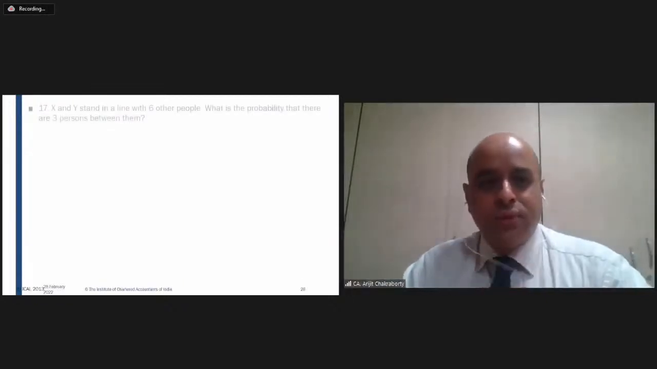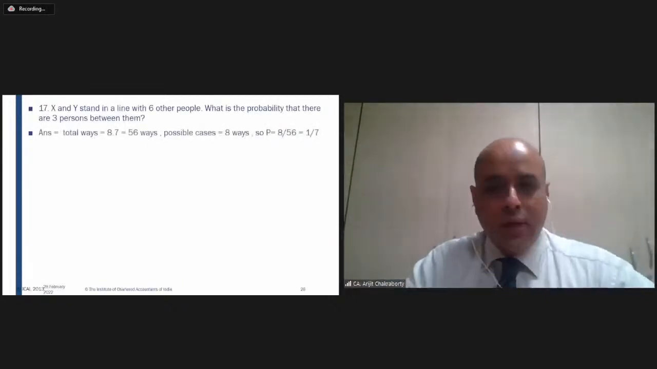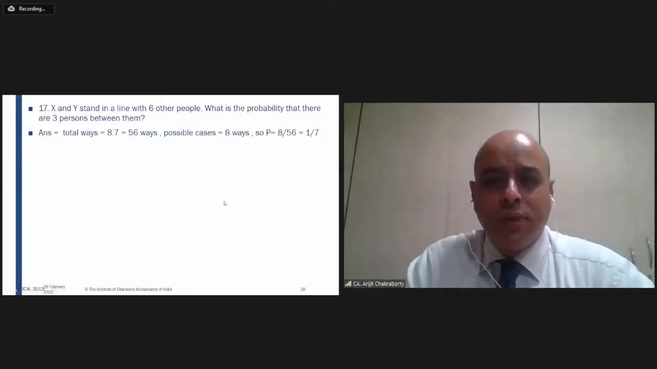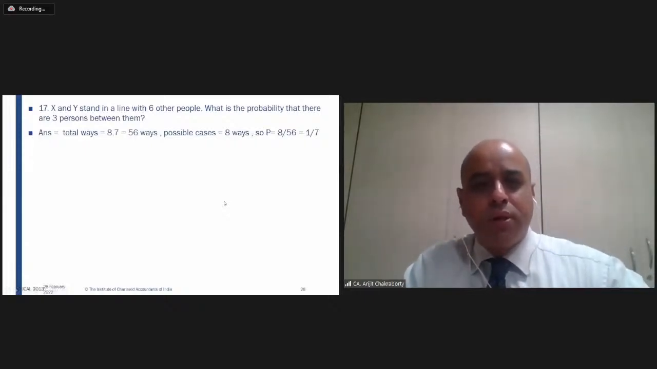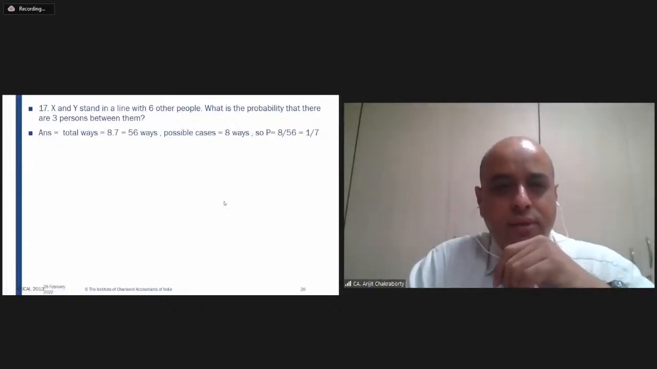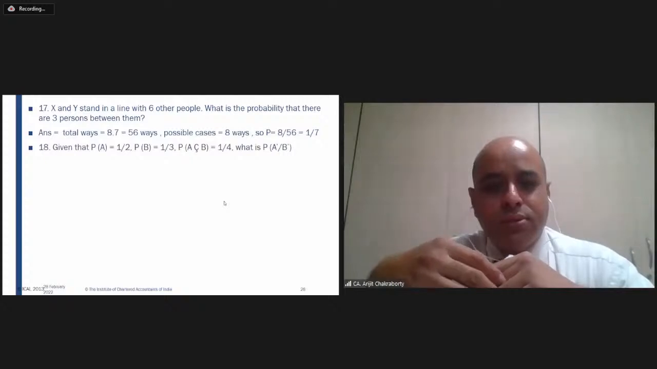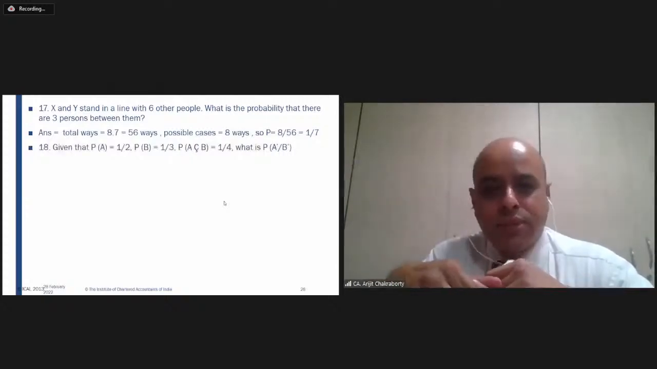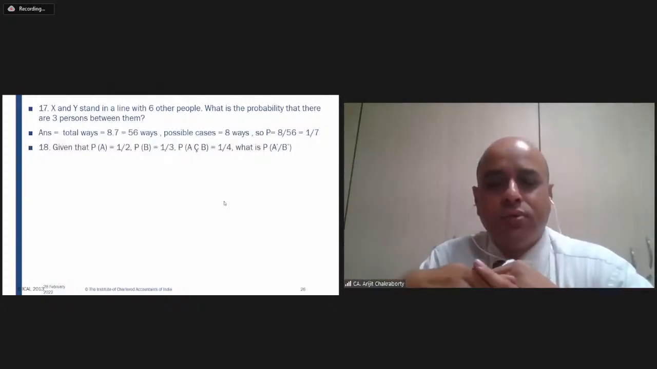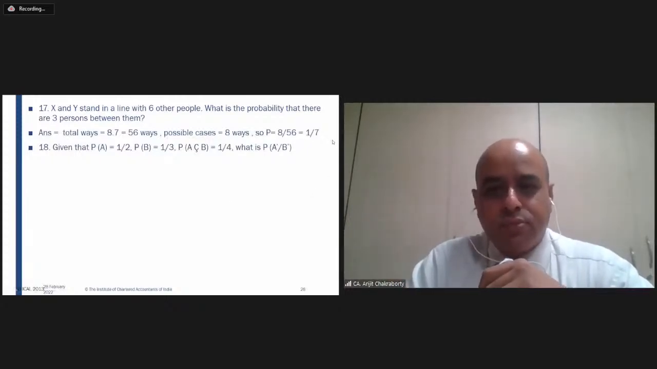Okay. The last few questions we take. If X and Y stand in a line with 6 other people, what is the probability that there are 3 people between them? This is also quite interesting. So X and Y stand in a line with 6 other people, so there are 8 people now. The number of ways in which 8 people can stand is 56 ways. And the possible cases, if you work it out, you'll get 8 ways. So the answer is 8 by 56, that's equal to 1 by 7.